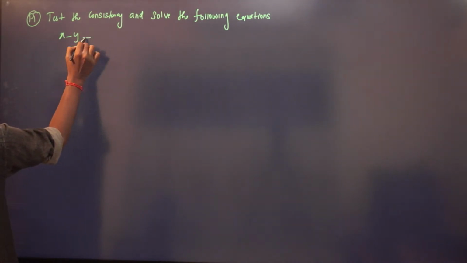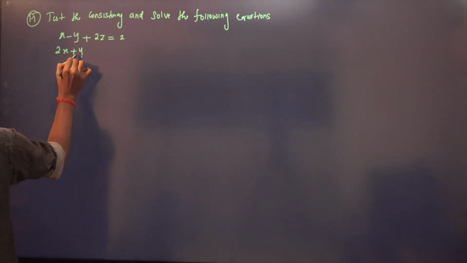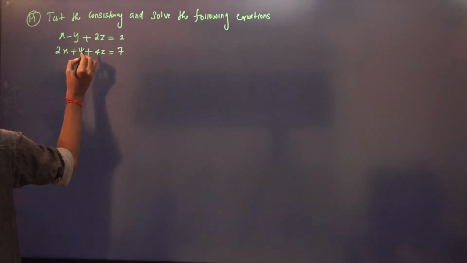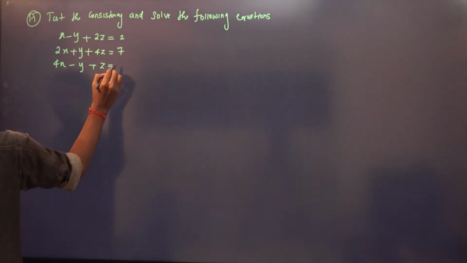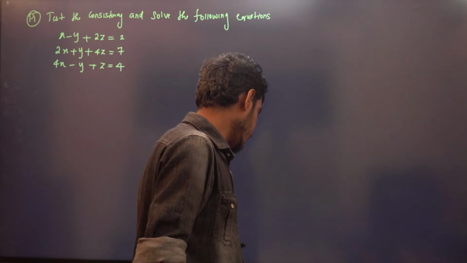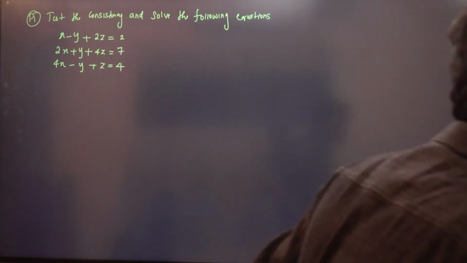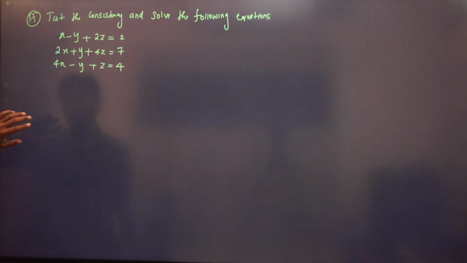x minus y plus 2z is equal to 2. 2x plus y plus 4z is 7. 4x minus y plus z is equal to 4. We don't know whether the system has a unique solution, and if it is unique, what the solution is. We don't know whether it has infinitely many solutions or no solution. First, we need to test the consistency and solve the equations if we can.